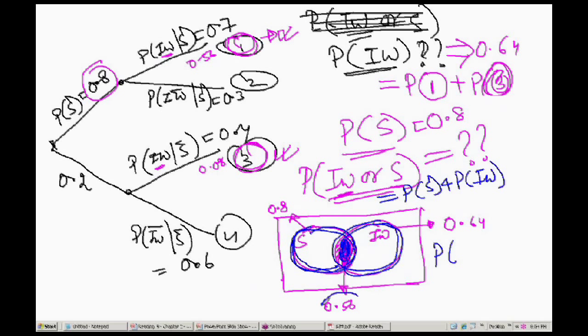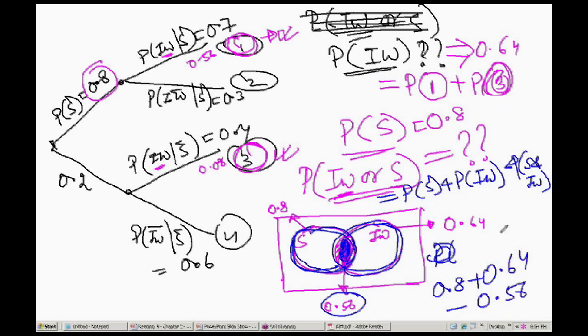So what is happening is this item is coming twice. So you have to deduct when Sachin is playing and India is winning. If you want to find out, that will come as probability of Sachin playing is 0.8 plus this is 0.64 minus when both are, 0.56. So the answer will be 0.88. That is, the probability that Sachin is playing or India is winning is 0.88. So that is how we can represent it.